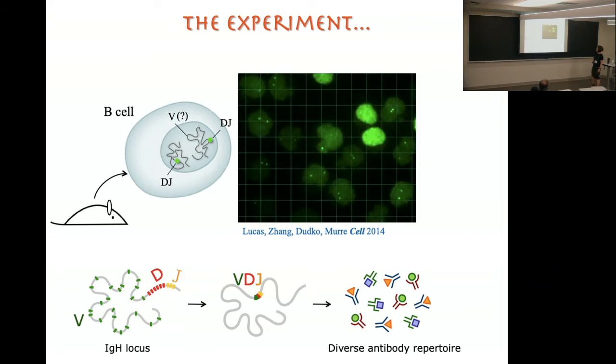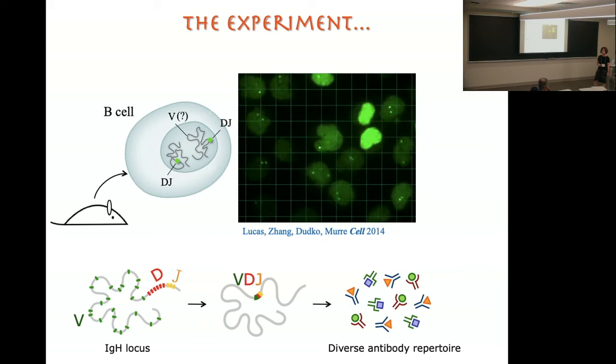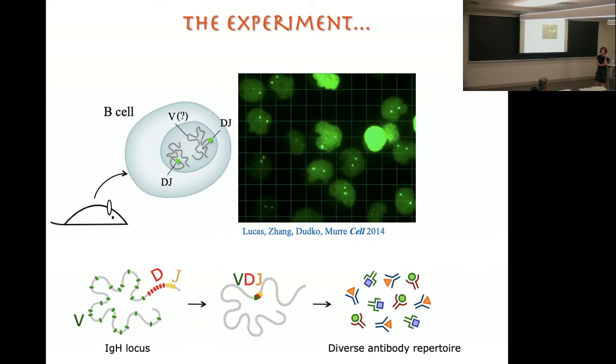And Olga, sorry, I'm just curious. Is this monoallelic, or does it happen on both alleles? This is monoallelic. Really? But maybe immunologists can correct me. Yes. So the other chromosome is not altered? So there is a mechanism of allelic exclusion.